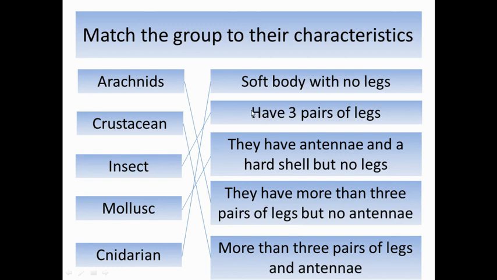Insect has 3 pairs of legs. Mollusk, they have no legs, okay, and they have tentacles and the hard shell. So that's things like our snail. And then cnidarians, okay, so they don't have legs, they do have antennae or tentacles, and they've got that soft body, okay.